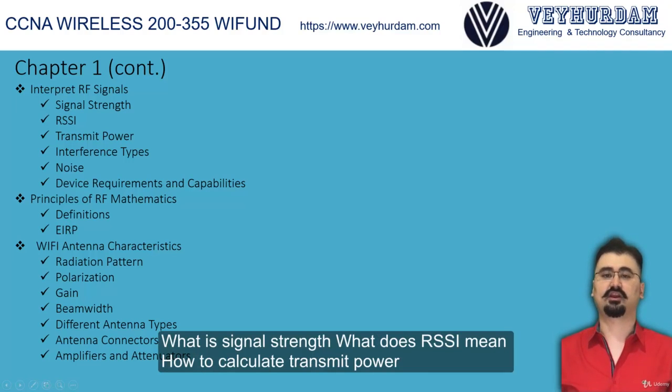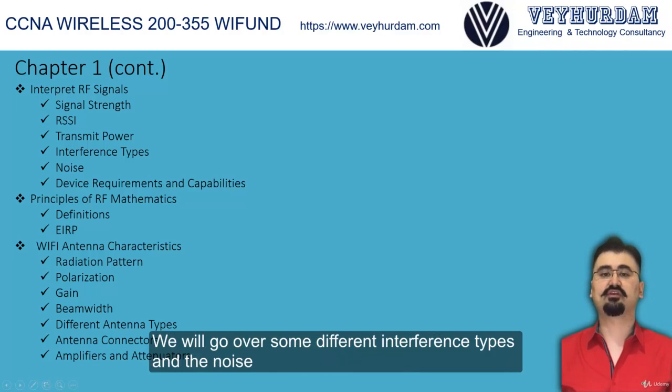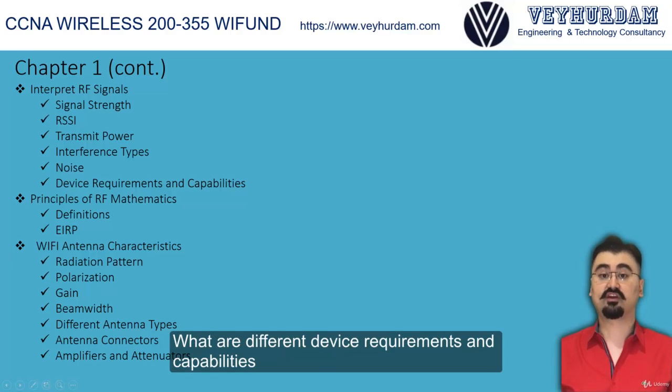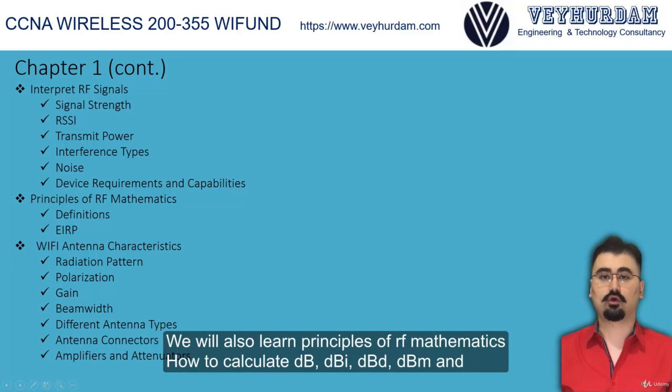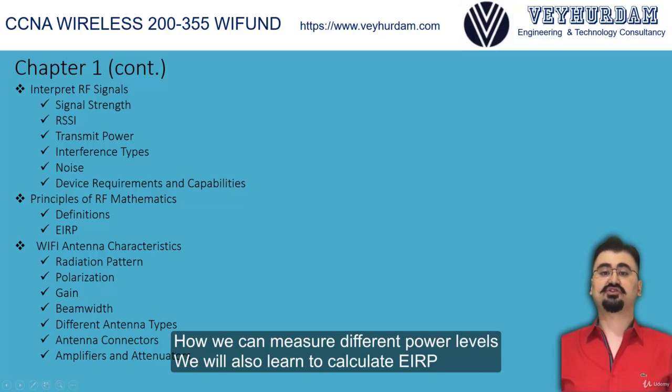What is signal strength? What does RSSI mean? How to calculate transmit power? We will go over some different interference types and the noise. What are different device requirements and capabilities? We will also learn principles of RF mathematics, how to calculate dB, dBi, dBd, dBm, and how we can measure different power levels. We will also learn to calculate EIRP.